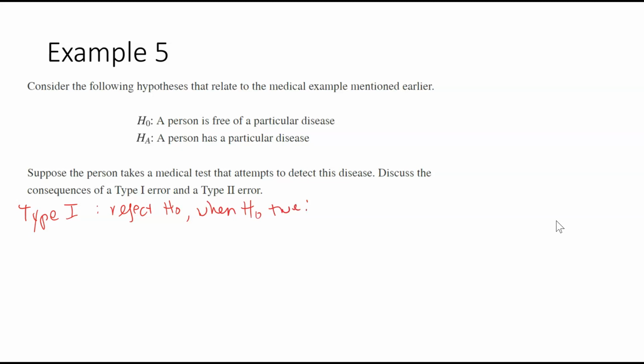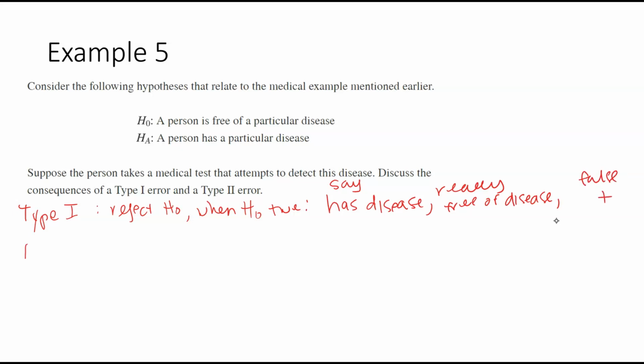So what does that mean in this situation? What if we rejected the null? That means the person has the disease. We reject the null. We say that they have the disease, but really it was true. So really, they are free of the disease. Well, if we say someone has the disease and they really don't have it, sometimes we call that a false positive. That's a type 1 error.